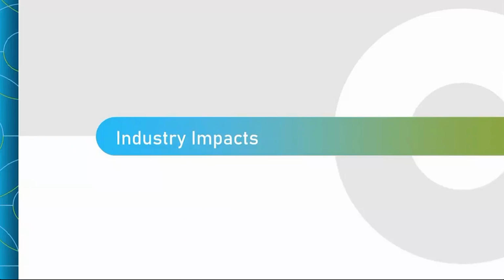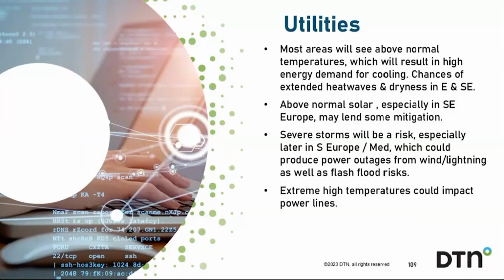Returning to our forecast for Europe and industry impacts, and indeed for other parts of the globe. For utilities, where most areas are seeing above normal temperatures, there could be high energy demand for cooling, and there are chances of extended heat waves and strong heat spikes and dryness, especially in some eastern, southeastern parts of Europe, maybe more widespread at times, particularly during July. Above normal solar, especially for southeastern Europe, may mitigate things slightly, but winds aren't looking particularly favorable.